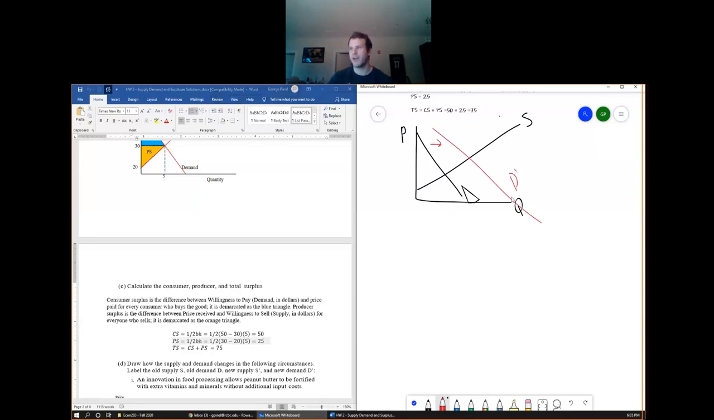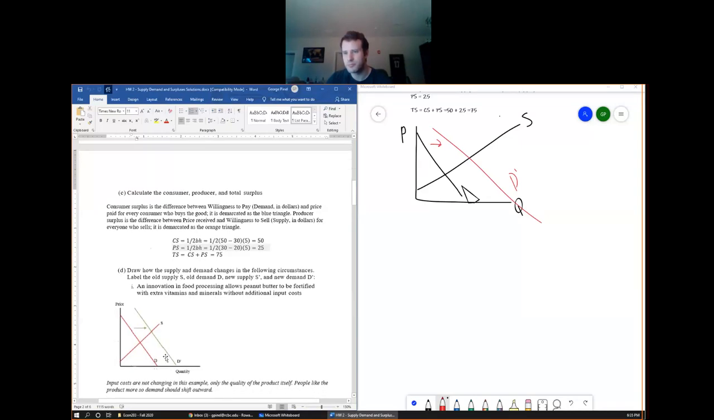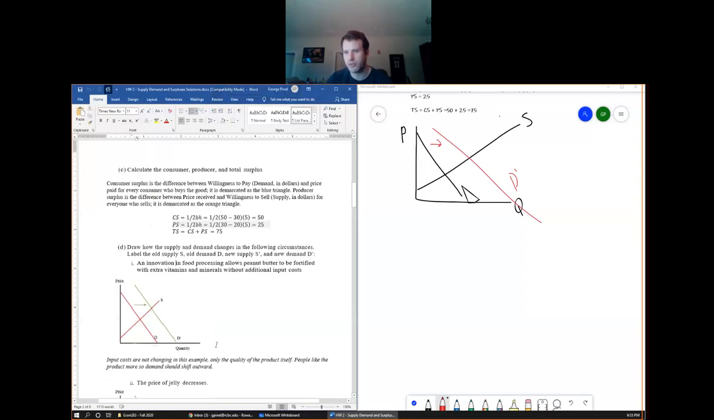So I shift demand out from D to D prime. The graph shouldn't go this far down, but I'm not a great drawer. So there you go. Input costs are not changing in this example, only the quality of the product itself. People like the product more, so demand should shift outwards. Okay.